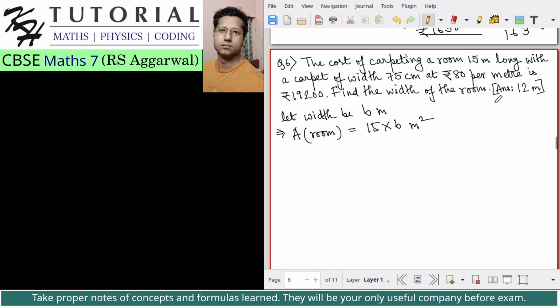Now, the total cost is given. With the carpet of width, the width of the carpet is again 75 centimeter, and the cost is rupees 80 per meter.